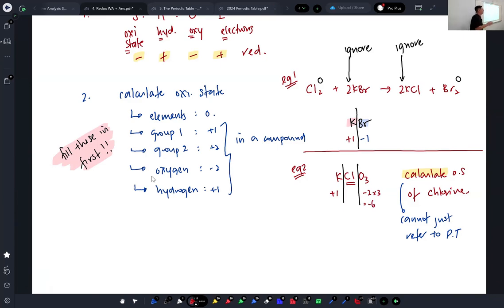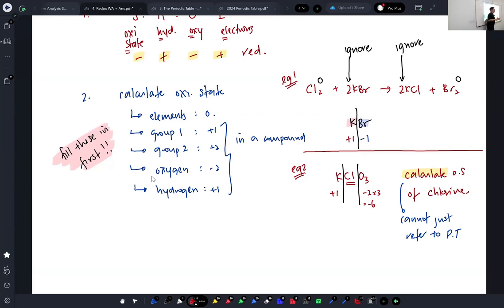Where cannot? Okay, again. So potassium is group 1, right? Wait, I'll rewind. This part, can? Okay, so back here. So potassium chlorate, okay? Potassium is group 1, correct? So group 1 in a compound is always +1. Now, oxygen in the compound is always -2, right? But here is O3. Got 3 oxygen, so times 3.